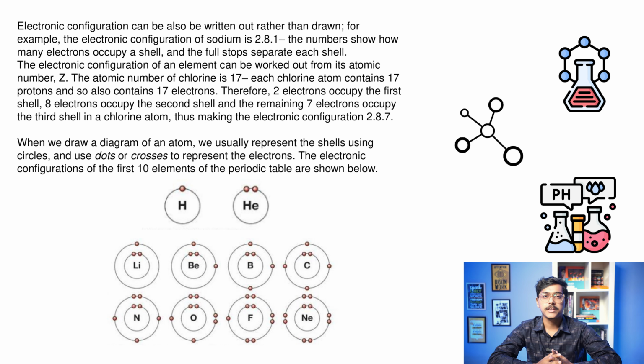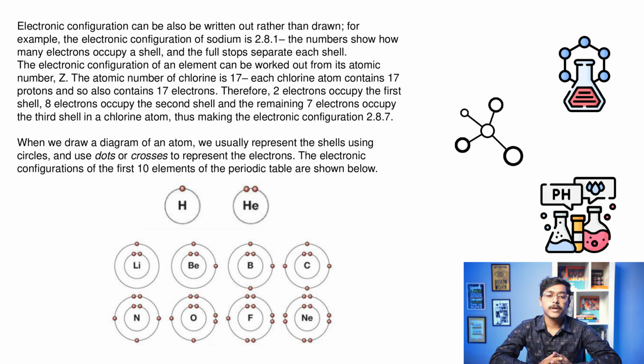The electronic configuration can also be written out rather than drawn. For example, the electronic configuration of sodium is 2, 8, 1. The numbers represent how many electrons a shell has, while the full stop separates each shell.